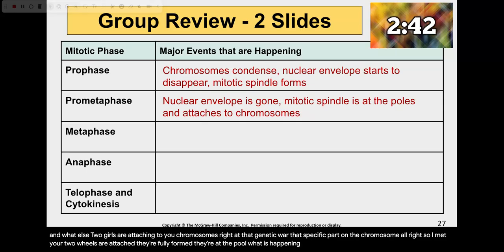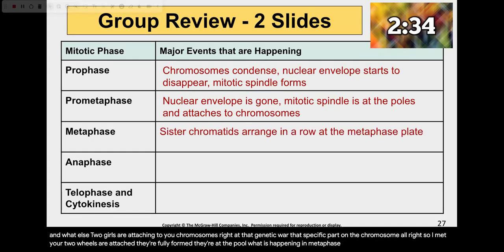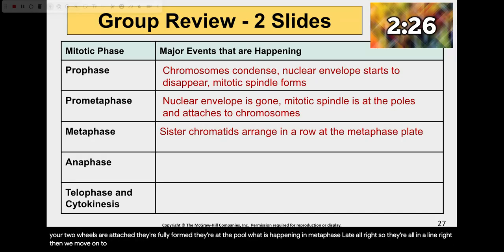What is happening in metaphase? Yes, the sister chromatids are lined up on the metaphase plate. All right, so they're all in a line. All right, then we move on to anaphase. What's happening here? Sister chromatids are getting pulled apart.